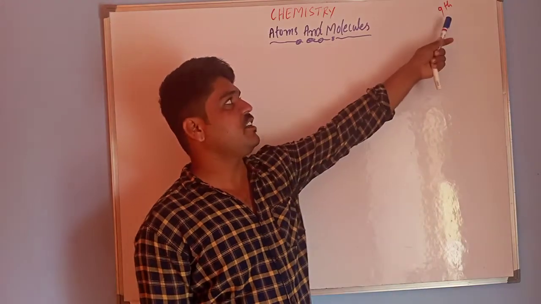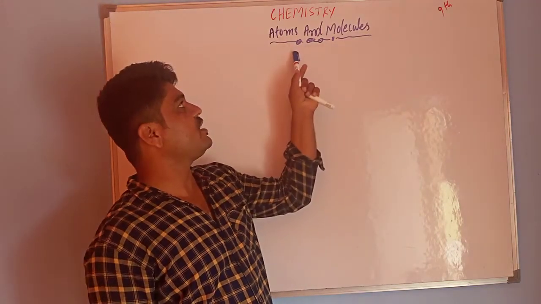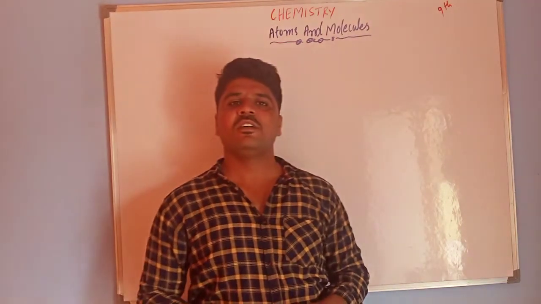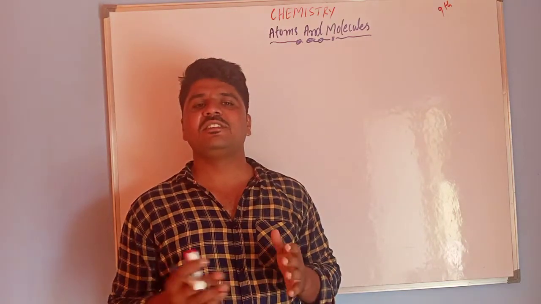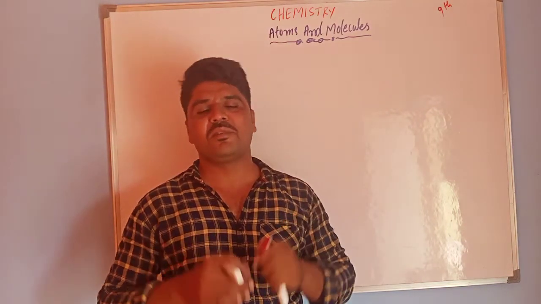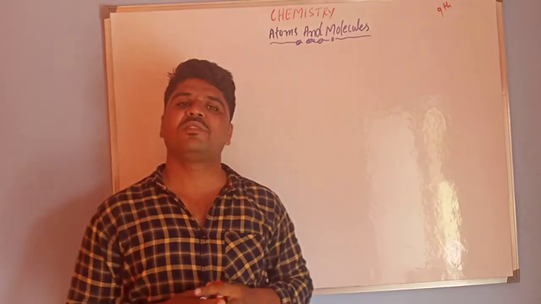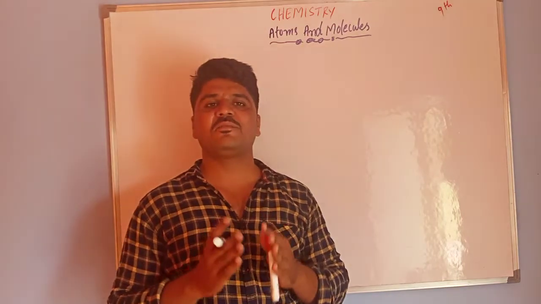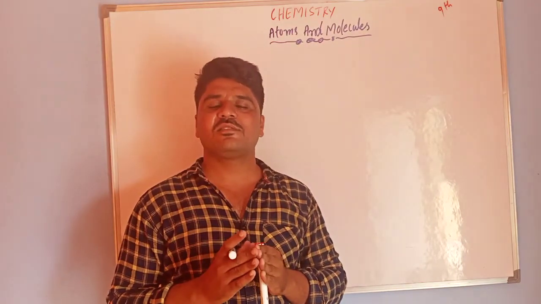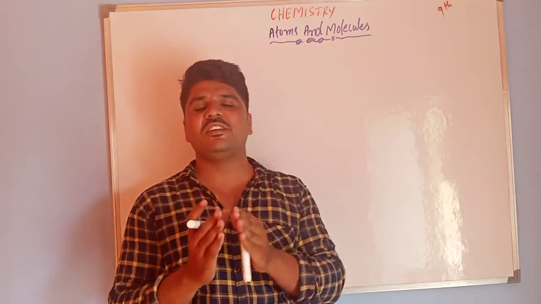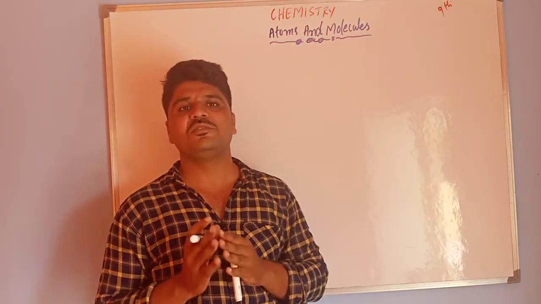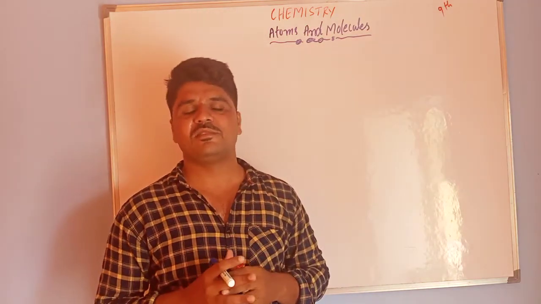This is for 9th students and the chapter is atoms and molecules. In the last class, we discussed molecular mass. So what is meant by molecular mass? It is the sum of the atomic masses of all the atoms in a molecule. So this is what molecular mass is.